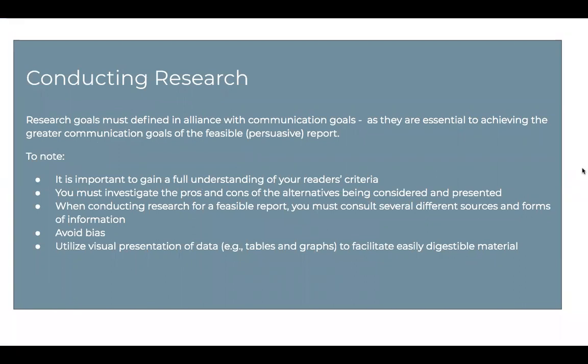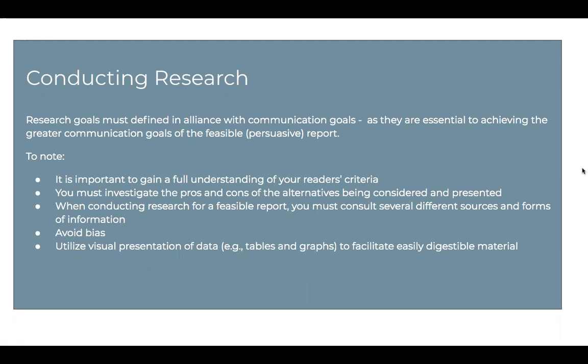Conducting research. Research goals must be defined in alliance with communication goals, as they're essential to achieving greater communication goals of feasibility or persuasive reports. A few things to note here. It's very important to gain a full understanding of your reader's criteria.